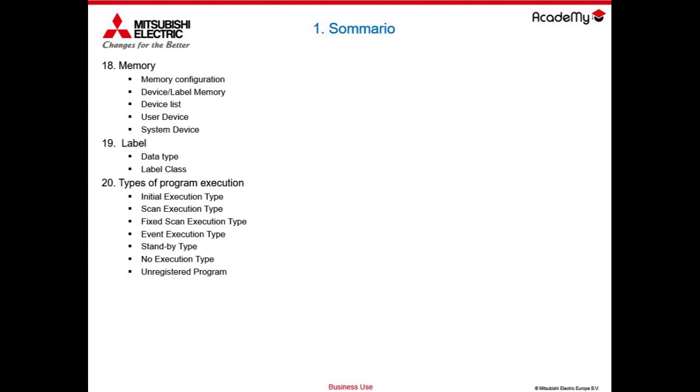As well as the devices, the labels can be of different nature. For each of them, the type of data must be defined, for example Boolean, so if the type of data is bit, a word at 16 bits, a double word at 32 bits, or a type of data, for example, a string. We will see how to do it in the declaration phase of the local variables.